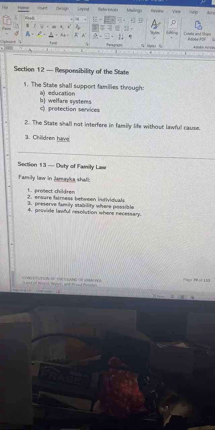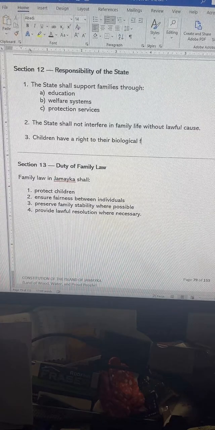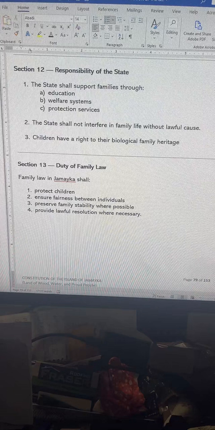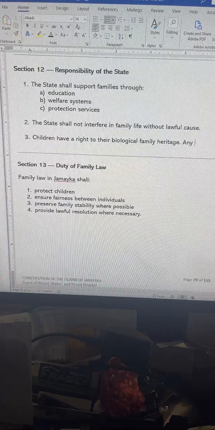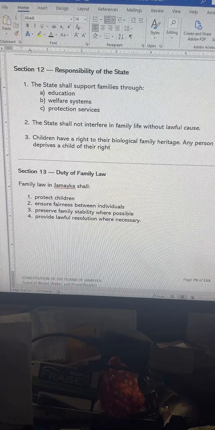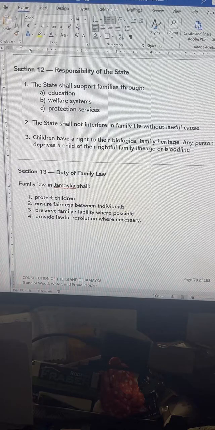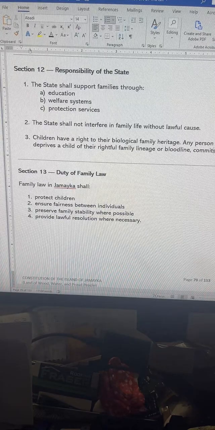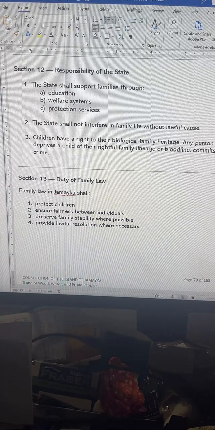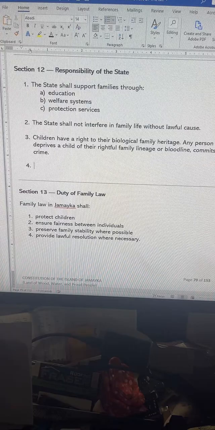Children have a right to their biological family heritage. Any person who deprives a child of their rightful family lineage or bloodline commits a crime. Right? Here we're going to solve this now.